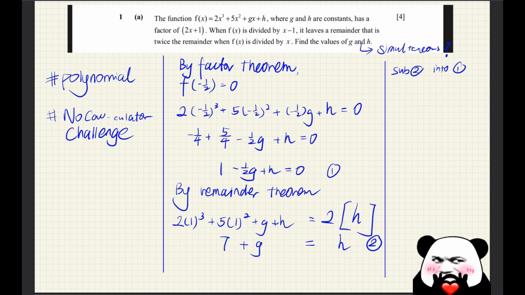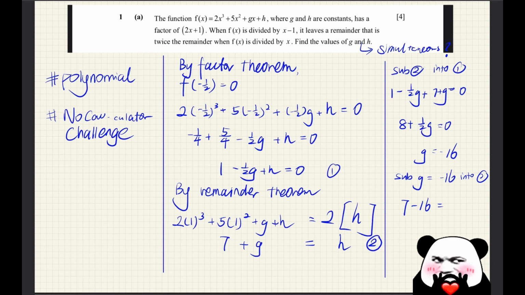We'll be able to have 1 minus half g plus 7 plus g equal to 0. 8 plus half g equals 0, g equals negative 16. And substituting g equals negative 16 into 2, we'll be able to have 7 minus negative 16, or 7 minus 16 equals h, and h equals negative 9.